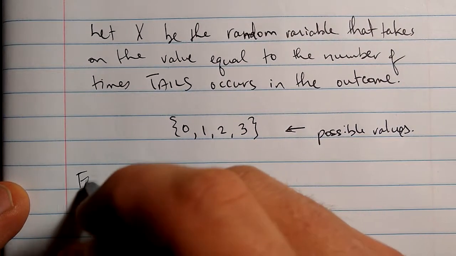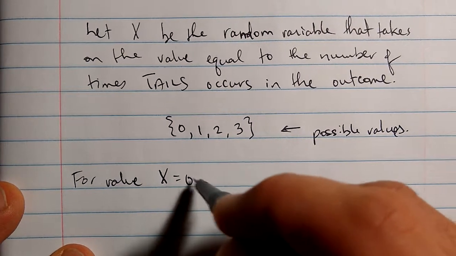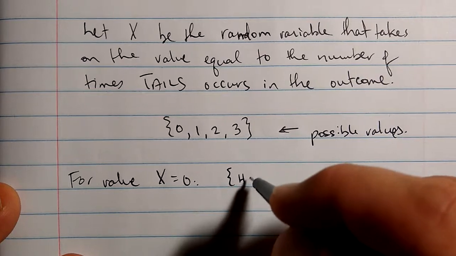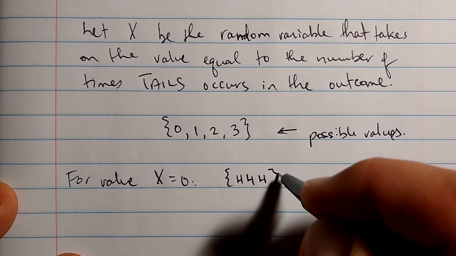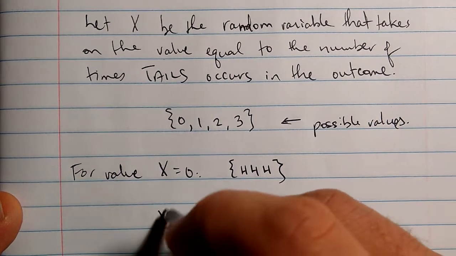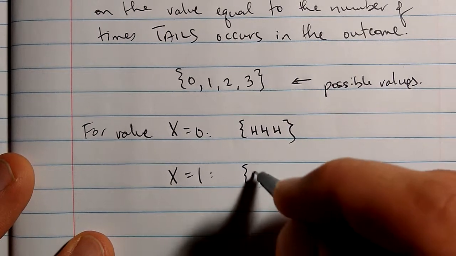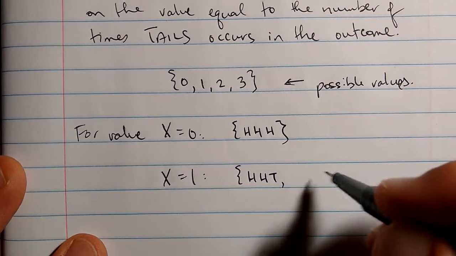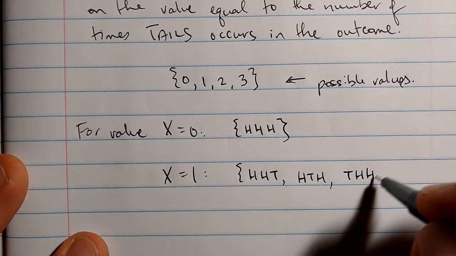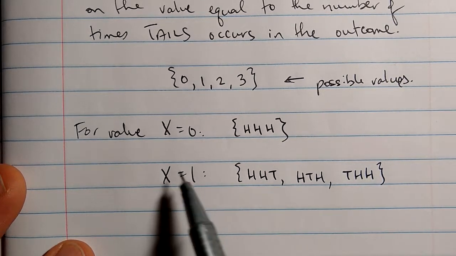So let's say for the value x equals 0, this happens when this event occurs. There's just one way that that happens. When x equals 1, the event is heads, heads, tails, heads, tails, heads, or tails, heads, heads. 3 different ways to get that value.